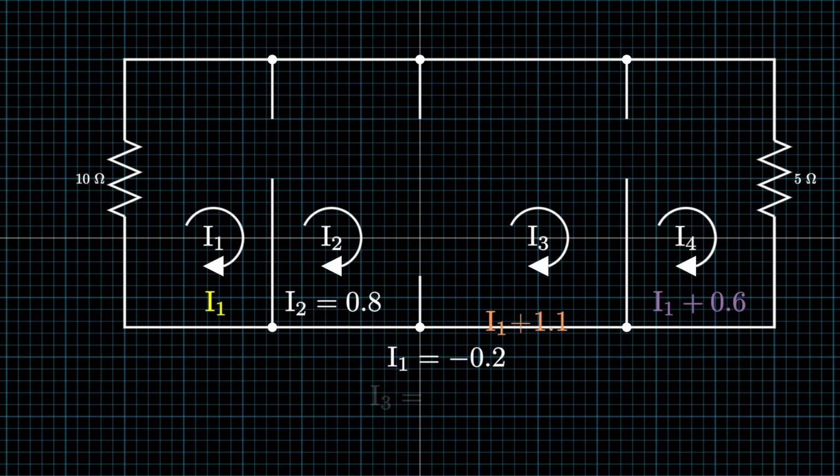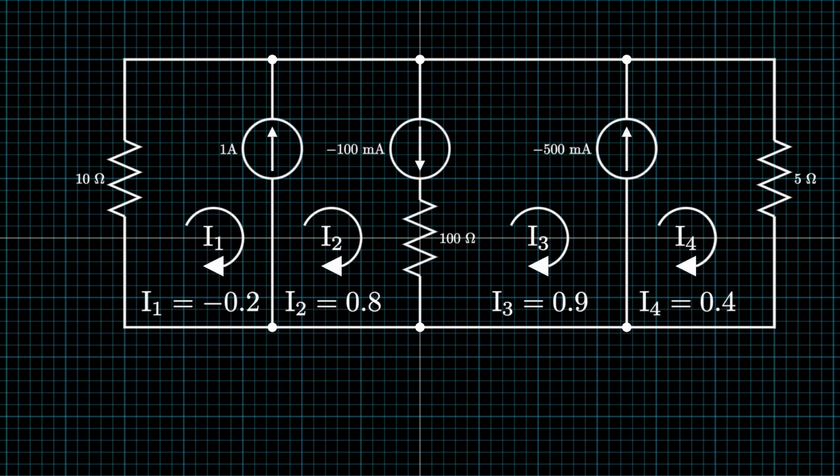We do the exact same thing for I3, and guess what? We do the exact same thing for I4. So there we go, we know everything that there is to know about the circuit. Put everything back in, and we're done.